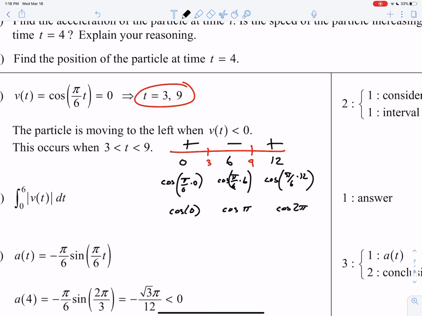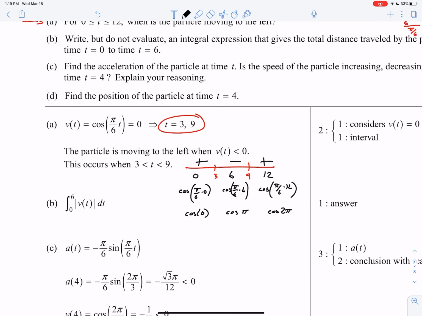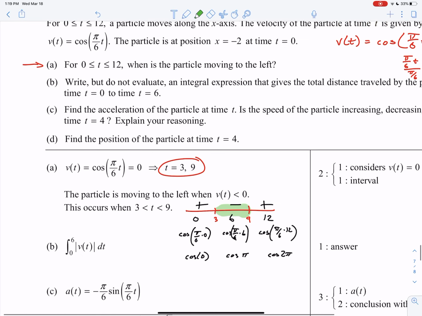So basically, we know the particle is going to move to the left when the derivative came out negative. So in this case, it's from 3 all the way to 9. And that's it. Part B.